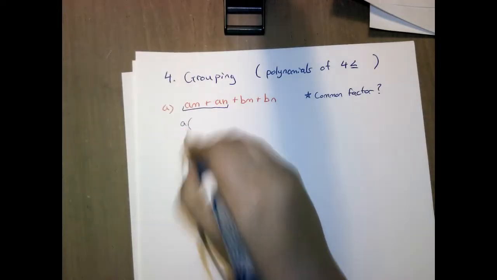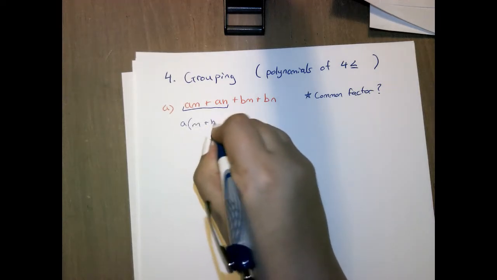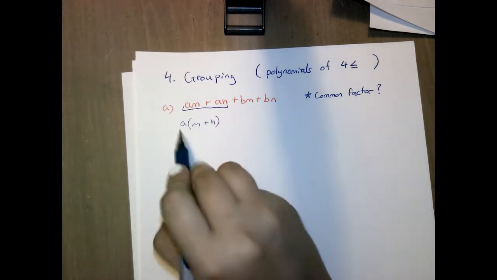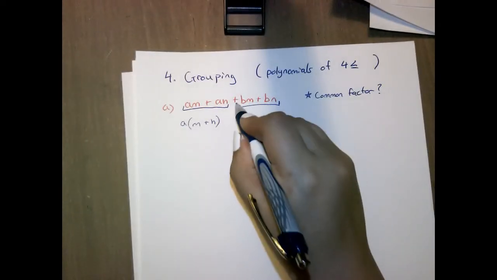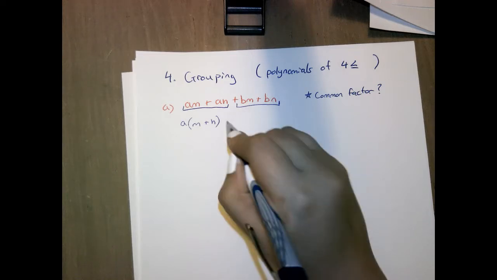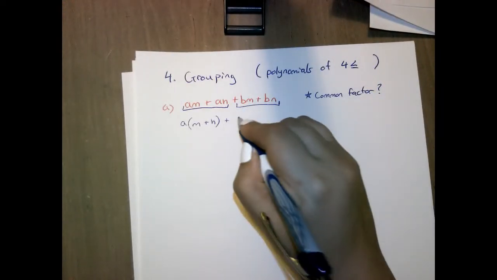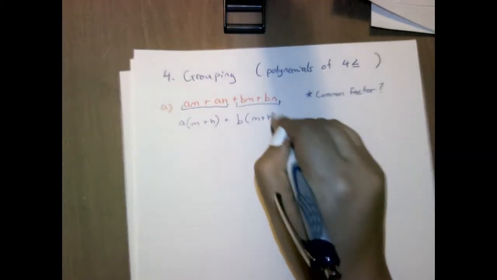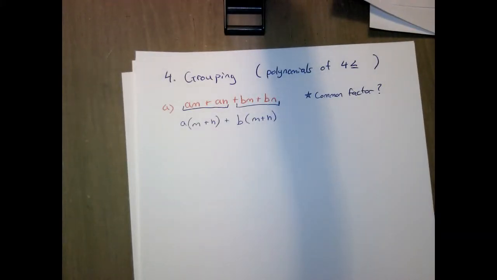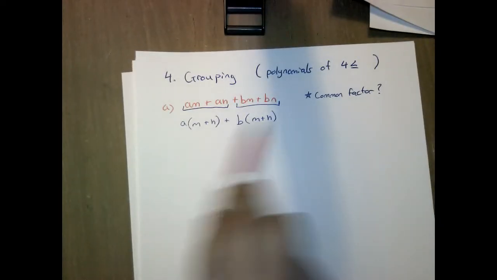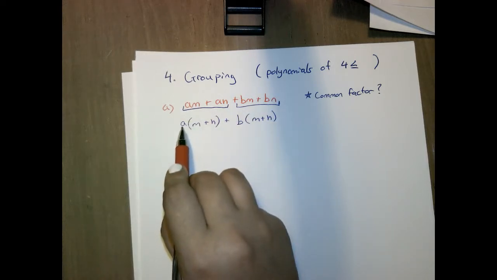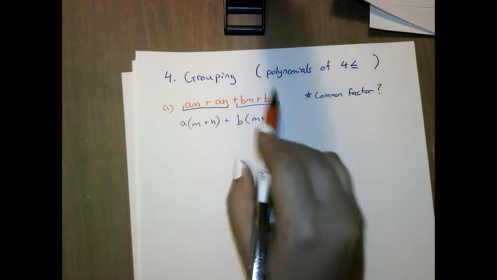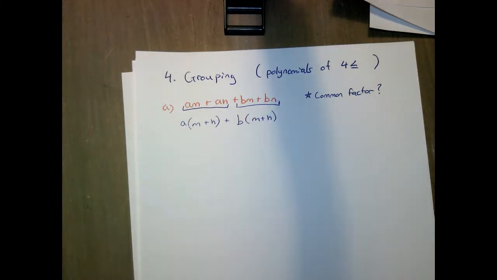And if I were to do that, I would be left with an m plus n. A times m would be am, a times n would be an. And similarly, I can group together bm with bn, and I could factor out a b, and I would be left with m plus n. Now, suddenly, I notice that I now have 2 terms. So I factored my 4 terms into 2 terms. One term is a times m plus n, and my second term is b times m plus n.